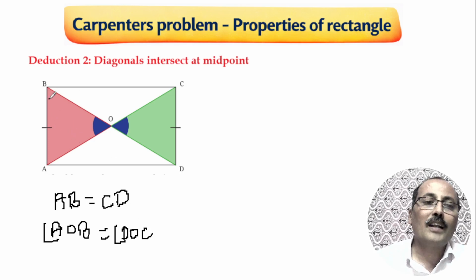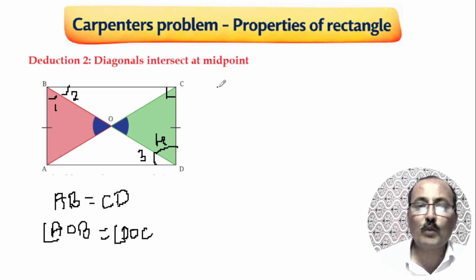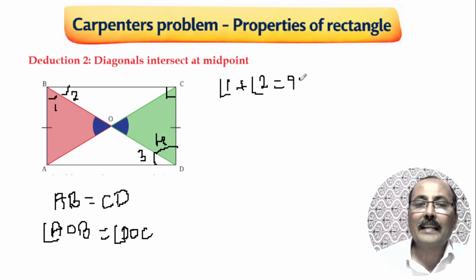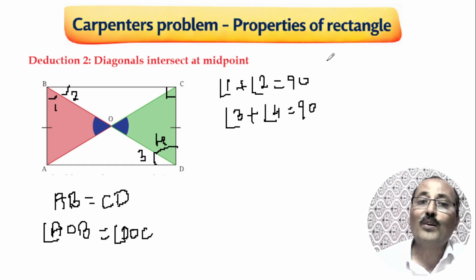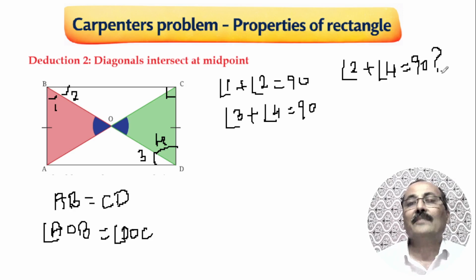For that, I will take the help of angle 1, angle 2. That is 90 degree. 1 plus 2 is 90 degree. Now this angle 3 and this angle 4 is also 90 degree. Angle 1 plus angle 2 equal to 90 degree. Angle 3 plus angle 4 equal to 90 degree. Also angle 2 plus angle 4 equal to 90 degree. How is this 90?